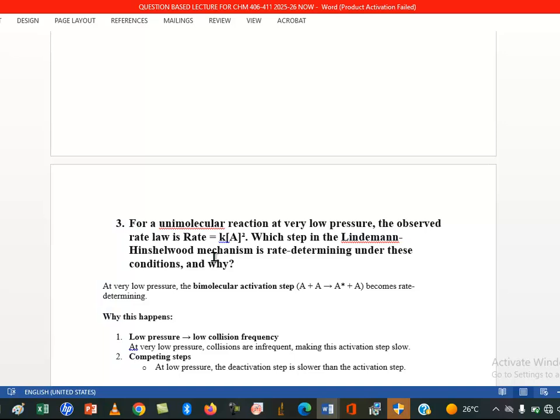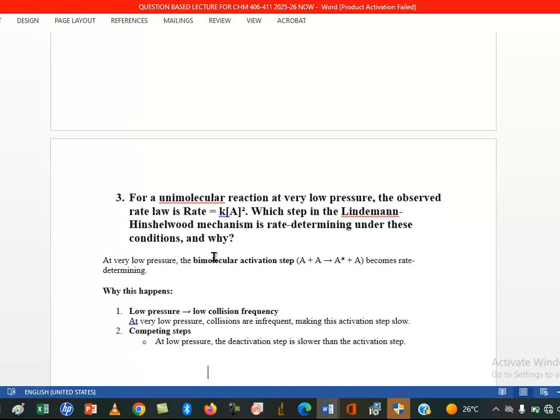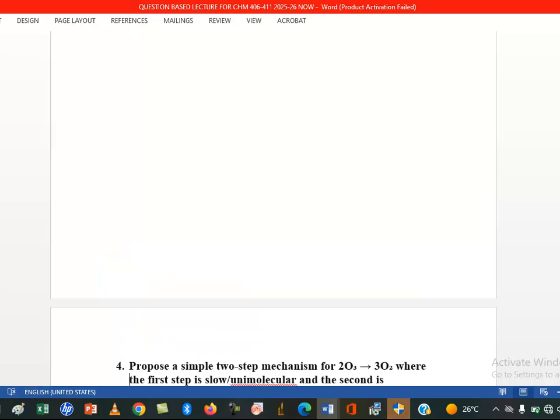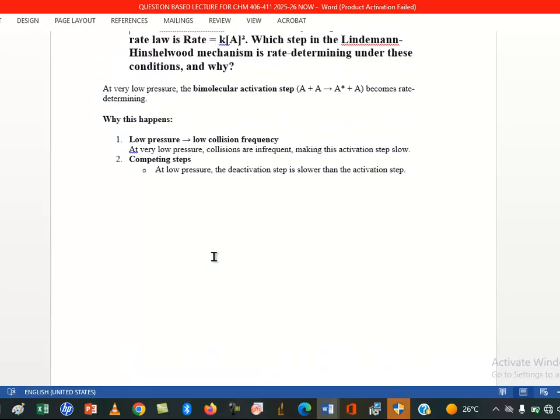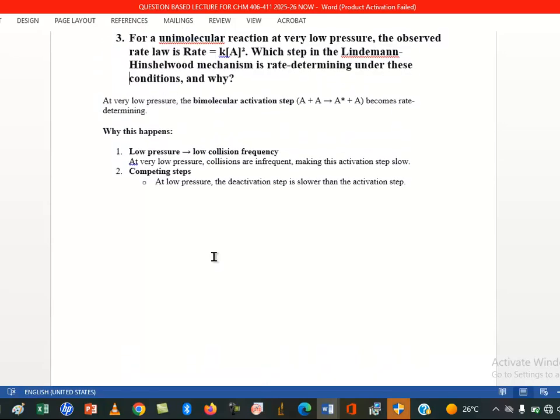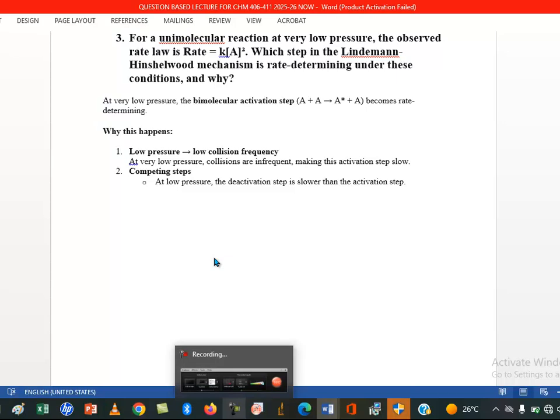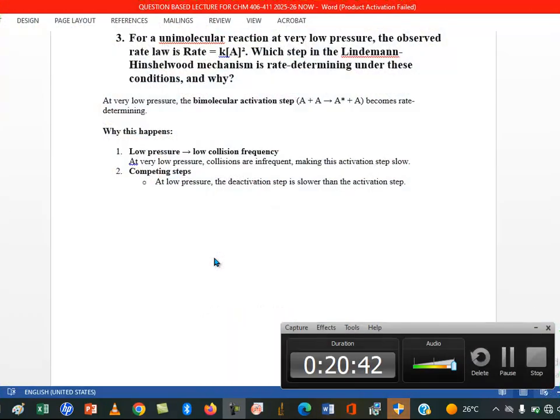So why is this happening? Why does it happen that way? One, at low pressure there's low collision frequency. Two, at low pressure the deactivation step is slower than the activation step. So that is how to answer this question. Okay, I'll stop here for now, and then we'll consider the other part later.